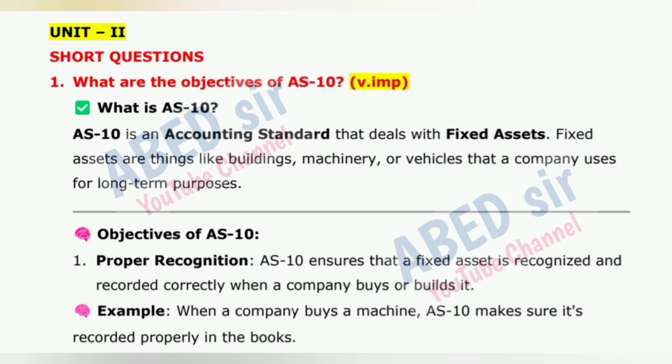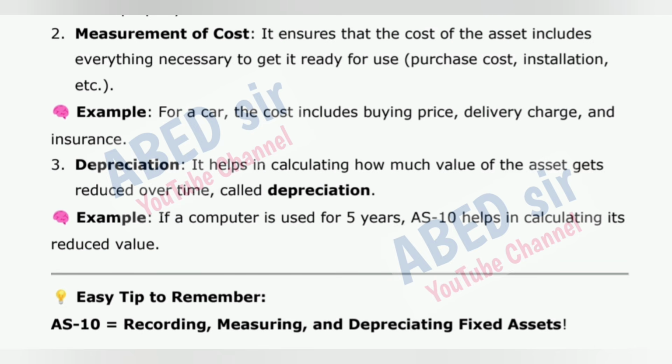Objectives of AS 10. 1. Proper recognition. AS 10 ensures that a fixed asset is recognized and recorded correctly when a company buys or builds it. Example: when a company buys a machine, AS 10 makes sure it's recorded properly in the books. 2. Measurement of cost. It ensures that the cost of the asset includes everything necessary to get it ready for use, purchase cost, installation, etc. Example: for a car, the cost includes buying price, delivery charge, and insurance.